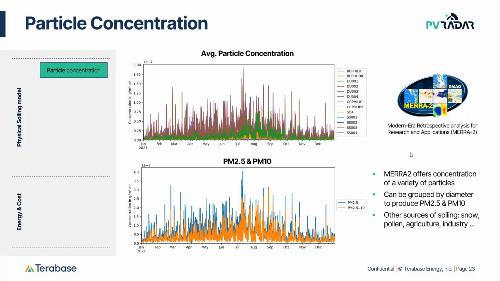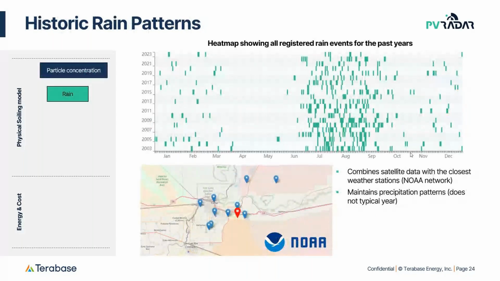Right. So now we have the particle concentration, and the next very important data set we're using is rain data. As input source here, we use a combination of satellite data from a NASA satellite program, and we combine this with data from the closest weather stations. For the hypothetical location of our example project, we see the 10 closest weather stations from the NOAA network, whose data is included to form the above data set, which is the assumed historic rain data that our target location has seen.